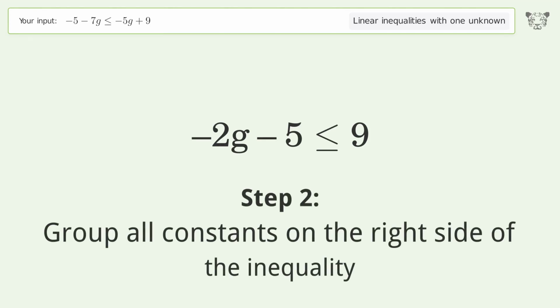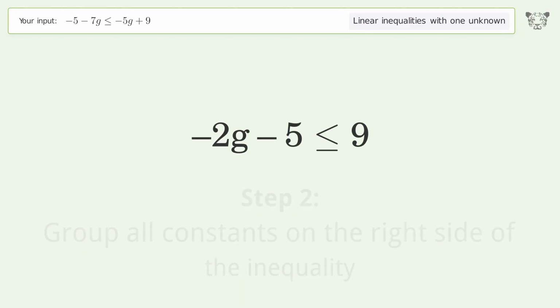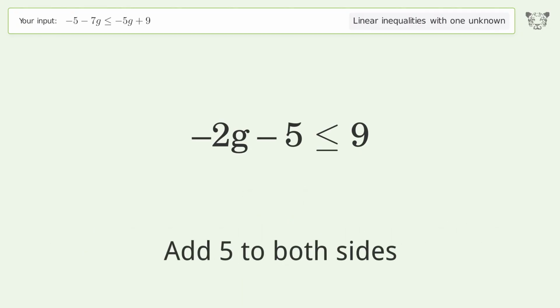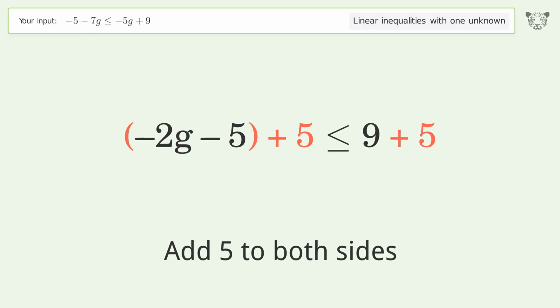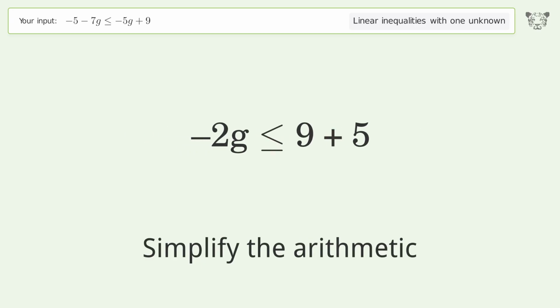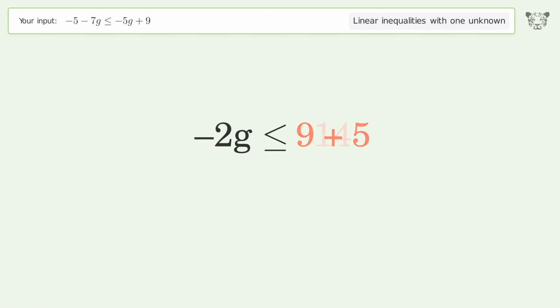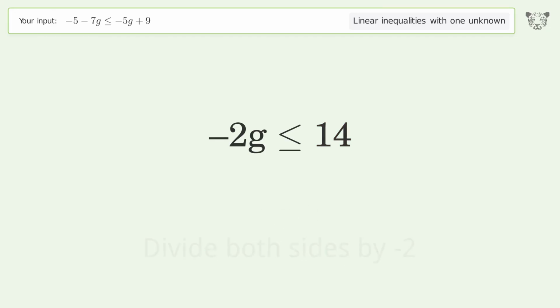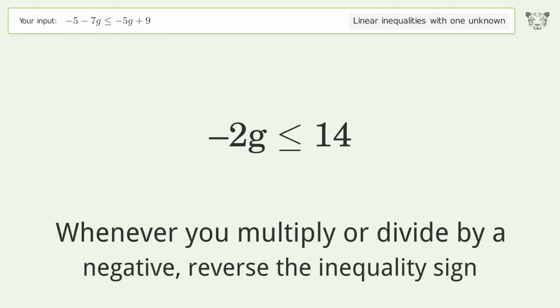Group all constants on the right side of the inequality. Add 5 to both sides. Simplify the arithmetic. Isolate the g. Divide both sides by -2. Whenever you multiply or divide by a negative, reverse the inequality sign.